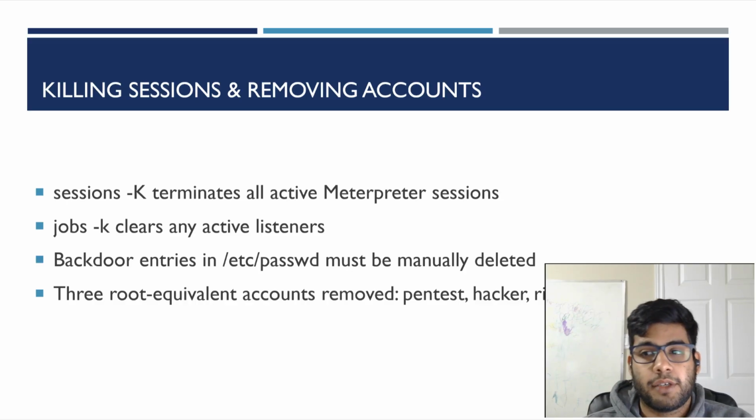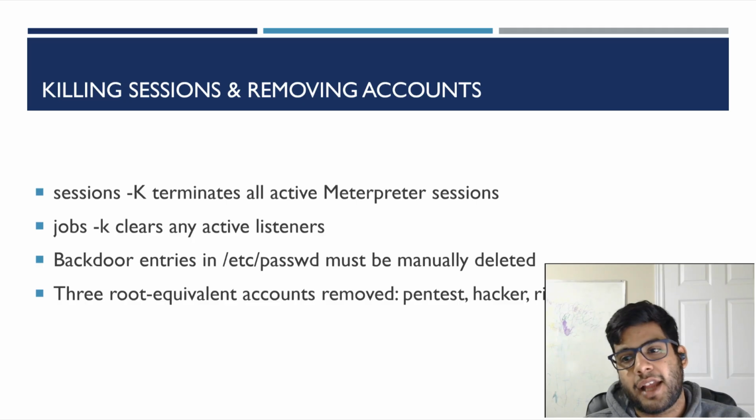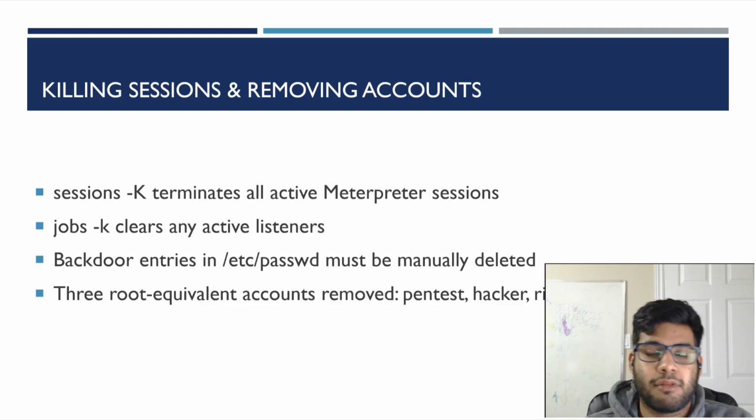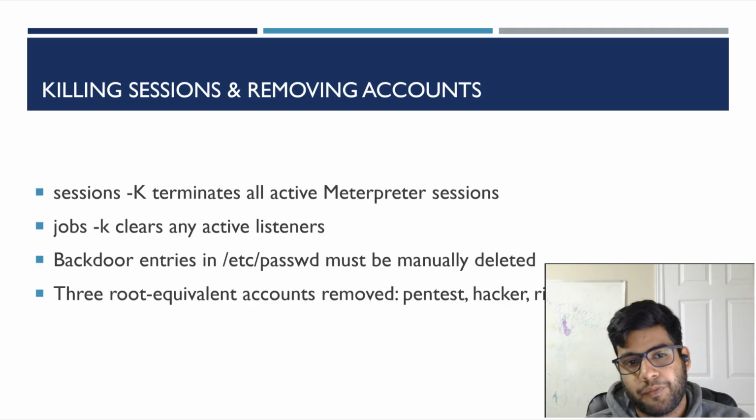For the Linux server we compromised in previous chapters, three backdoor entries had been added directly to the /etc/passwd file: pentest, hacker, and RA602. Remember, we created different users, root users, to enable root access. All of those need to be opened in a text editor and deleted manually. Then you verify by trying to switch to one of those users, confirming you get an error back.